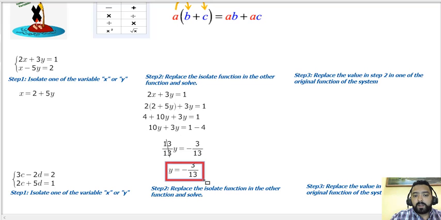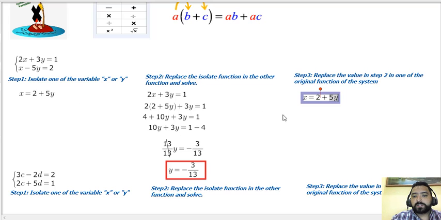Okay? And this value we are going to use in the last step. You are going to take the function from the first step, the first function that you already isolated. In this case, x is equal to 2 plus 5y. And you are going to substitute or replace this value here. Remember, we take this one because it was the first function that we already isolated.